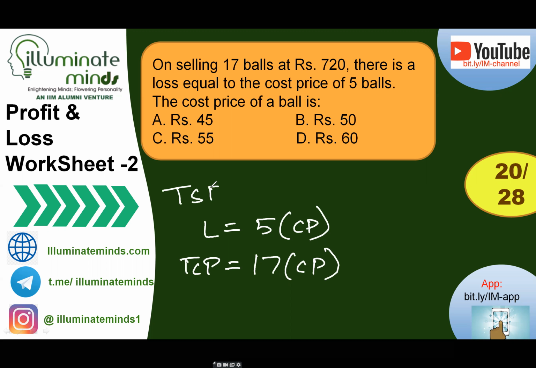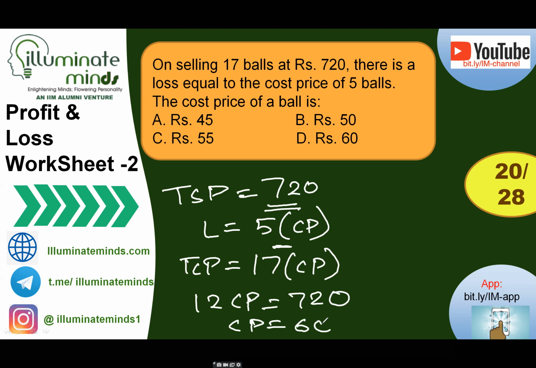Total SP is equal to 720. So total CP minus loss is equal to total SP. So 12 CP should be equal to 720. So CP is equal to 60. Option D is the correct answer. I hope it's okay, guys.